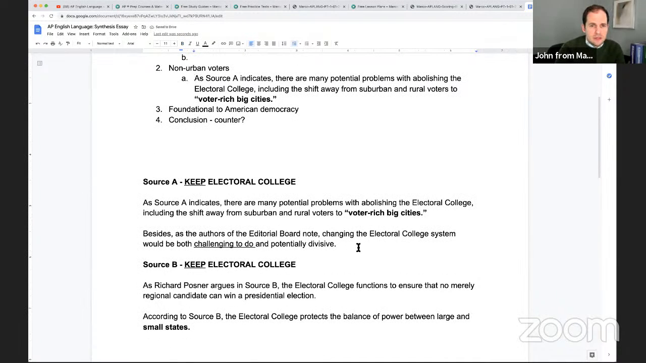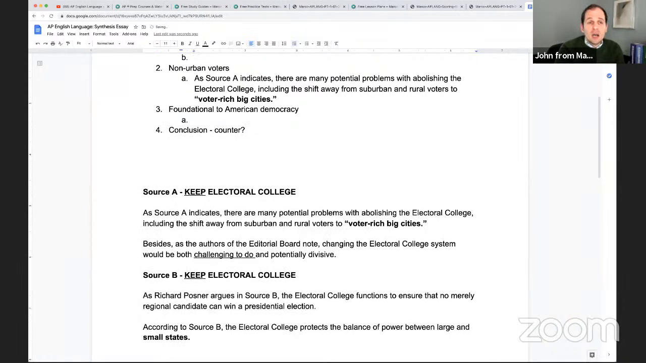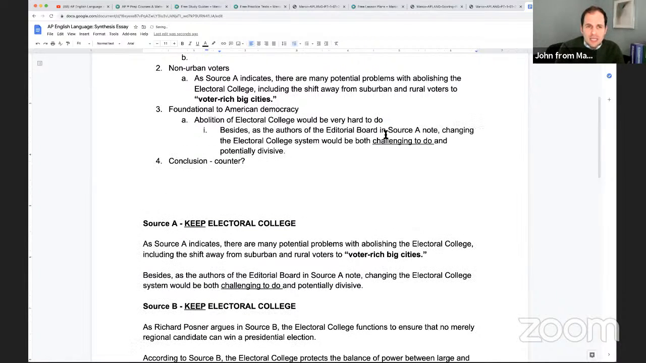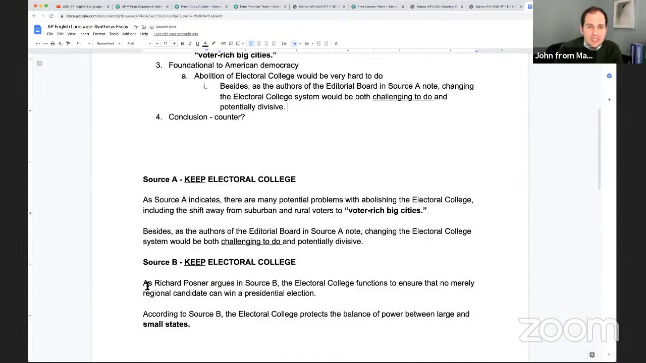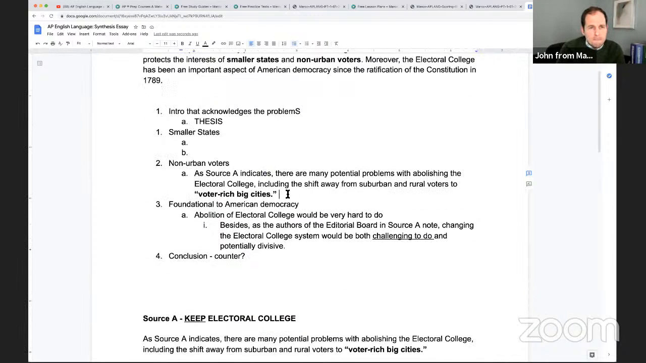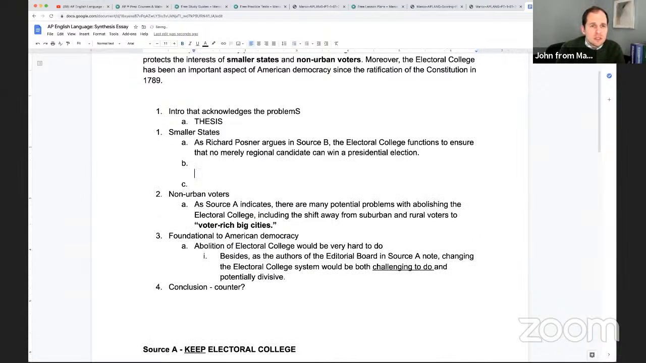And then it says, oh, and I'll put as a subpoint here, abolition of the Electoral College would be very hard to do. And I've got some quotes for that as well. Grab this segment. So this is how it would work for me on the digital exam. I would be kind of copying and pasting some of these points in. This would be regional. So I'll put this under bigger, smaller states.